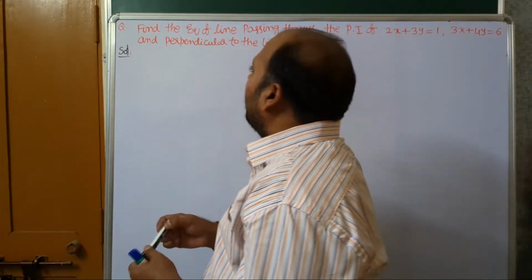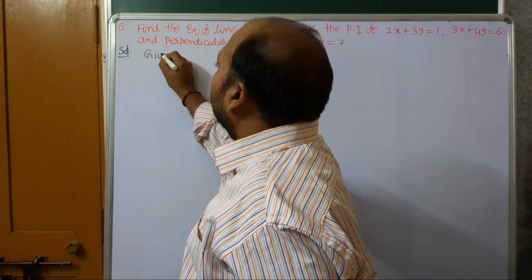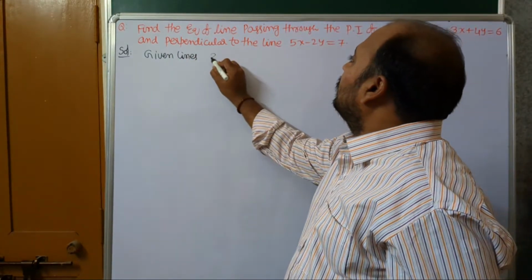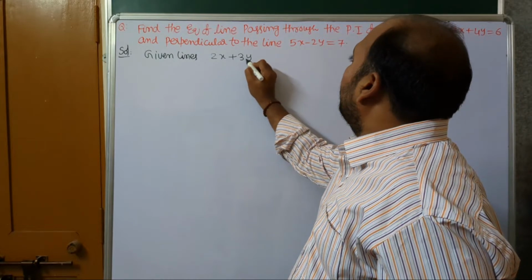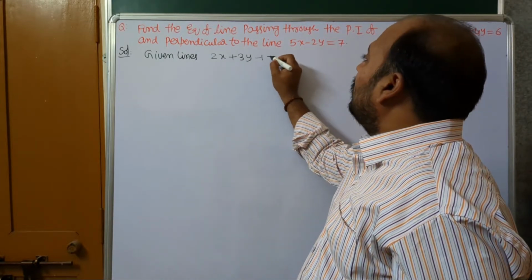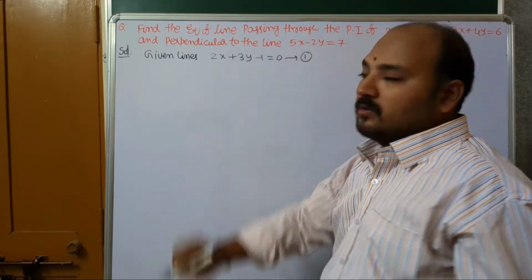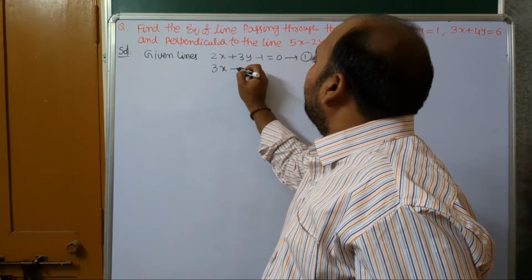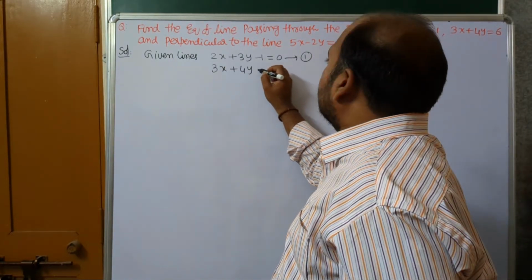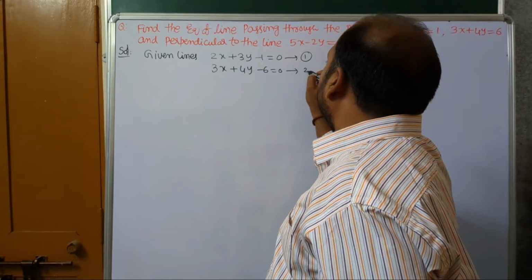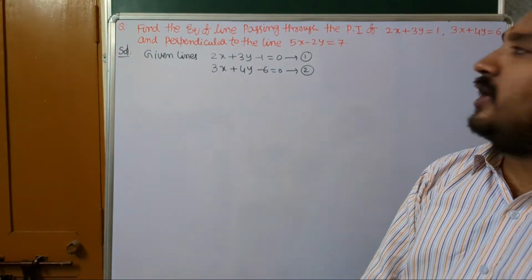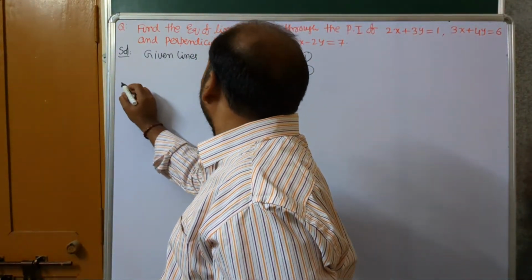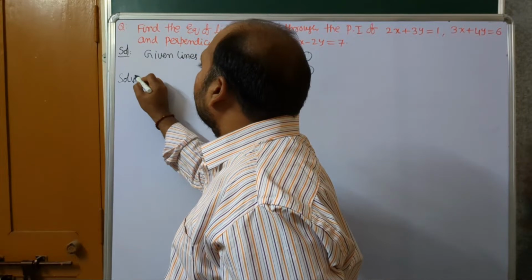First, given lines: 2x plus 3y minus 1 equal to 0, we keep that as equation number 1. And second equation, 3x plus 4y minus 6 equal to 0, equation number 2. Solving 1 and 2, I am going to tell you the cross multiplication method here.